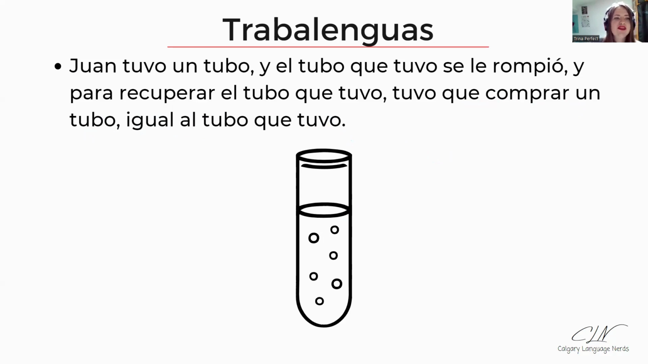Venga. Juan tuvo un tubo. El tubo que tuvo se le rompió. Y para recuperar el tubo que tuvo, tuve que comprar un tubo igual al tubo que tuvo. Yeah, so we don't differentiate these two anyhow. They're pronounced exactly the same. That's the idea of the whole thing, that they are spelled differently, they mean different things, but they're pronounced the same.